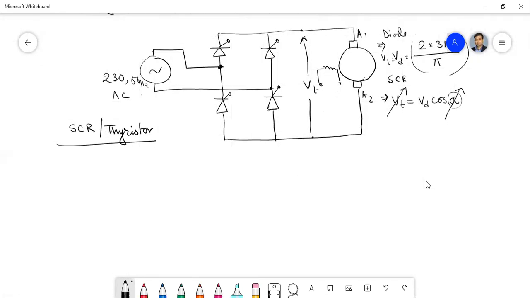So this is one way. Another way is if we have a DC supply, you can use a different control. So here the technique we are using is called the controlled rectifier.